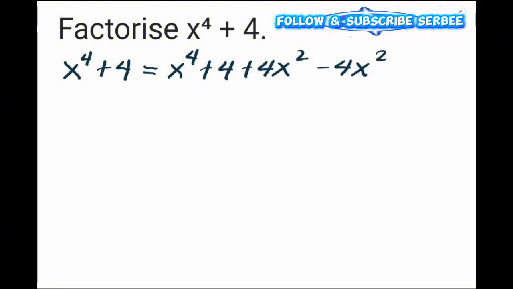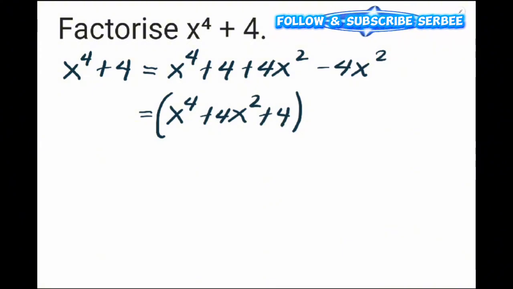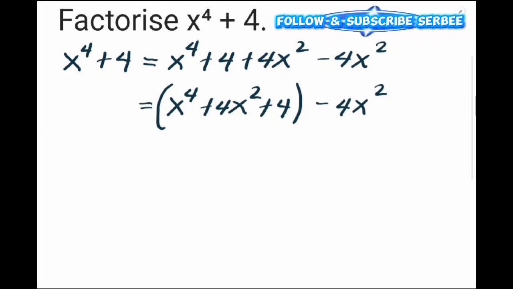Now, let us group these terms. We have x to the fourth plus 4x squared plus 4, so let us use open and close parentheses to group these terms, minus 4x squared. Now, notice that this expression inside the parentheses is a perfect square, right? The square root of x to the fourth is x squared. The square root of 4 is 2. And notice that the middle term is twice the product, 2x squared. So therefore, this is really a perfect square.